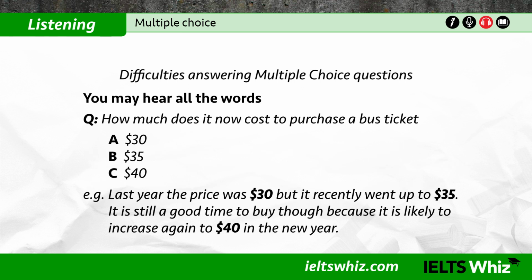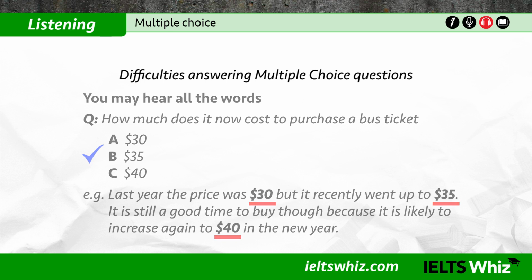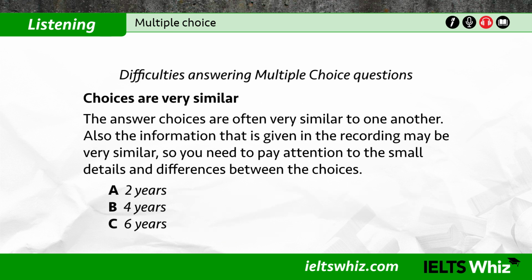For example, last year the price was $30, but it recently went up to $35. It's still a good time to buy though, because it's likely to increase again to $40 in the new year. The answer choices are often very similar to one another. Also, the information that's given in the recording may be very similar, so you need to pay attention to the small details and differences between the choices.